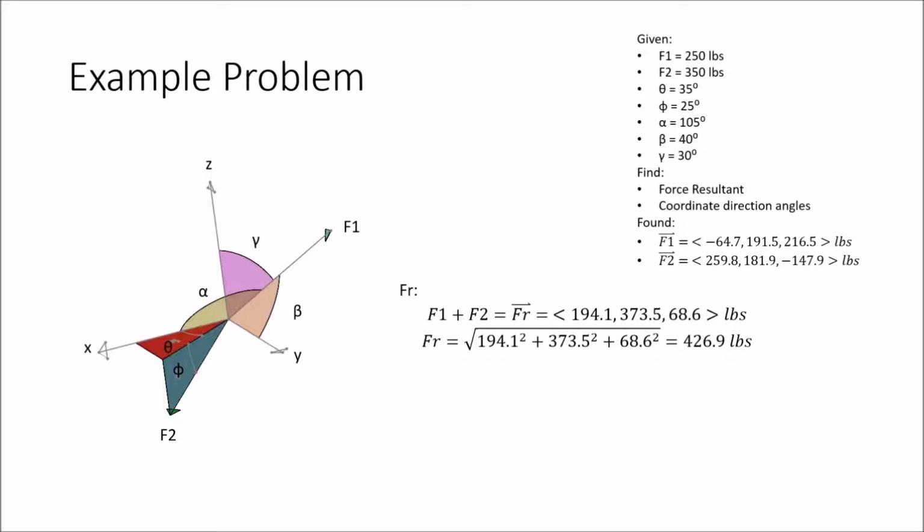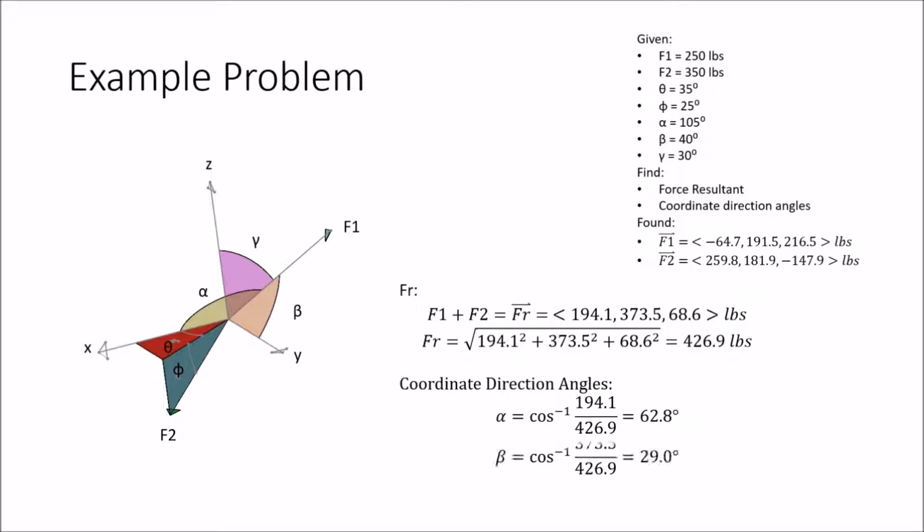To find the coordinate direction angles, we need to work backwards and take the cosine inverse of each of these x, y, and z components over the respective magnitudes. So for alpha we get 62.8, for beta we get 29, and for gamma we get 80.8 degrees.